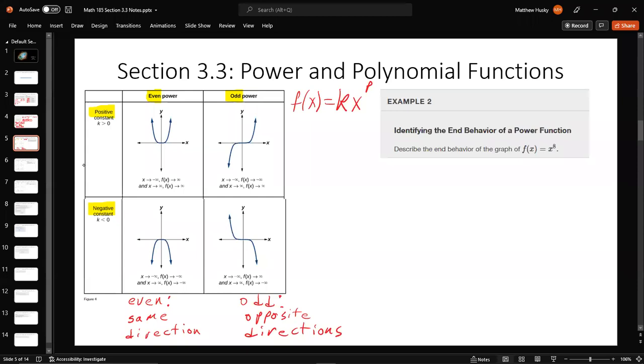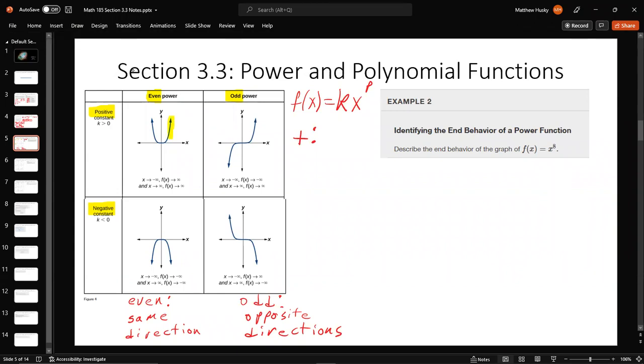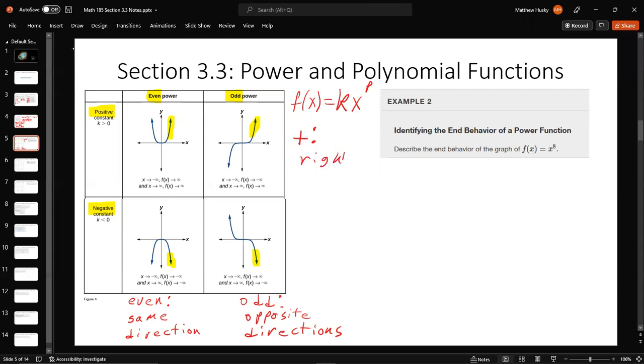Now, as far as the constant is concerned, if it is positive, here's the thing to know. What do these first two have in common? If we look at this, you'll notice the right side is going up for each of these, whereas if it's negative, the right side goes down. And that's how you can figure out what is going on with the right side. If it's positive, the right side goes up. If it's negative, that means that the right side goes down.